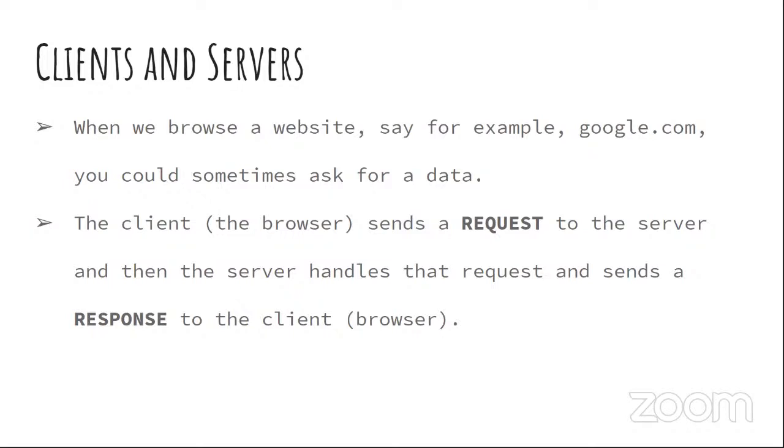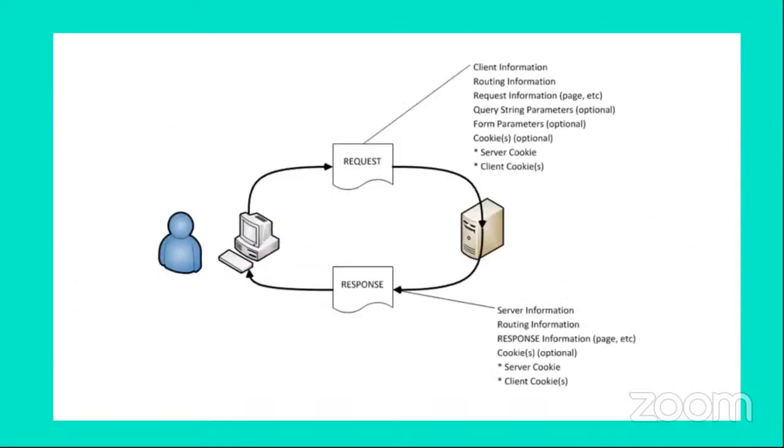So your client, which is basically your browser, it could be your laptop browser or your phone browser, wherever, sends a request to the server, and then the Google server processes that request and then sends back a response to the client. So here is a basic diagram of how that process works. Here we have a drawing of a client. The client sends a request to the server, the server processes that request and then sends back a response.